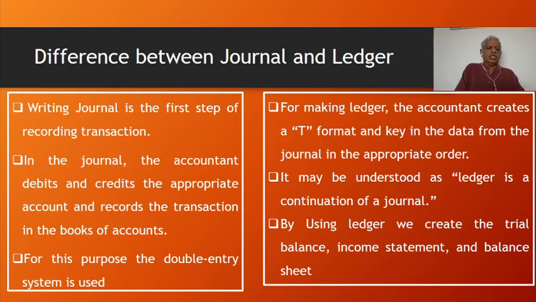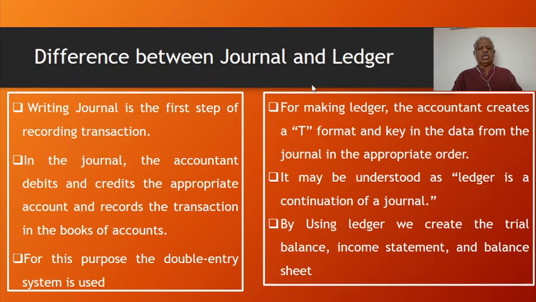For this purpose, the double entry system is used. There is a concept like double entry bookkeeping system, and the understanding of double entry bookkeeping in a simple way is every debit will have equivalent amount of credit and vice versa. So this is how the journal is explained. So journal is primarily recording the financial transactions.